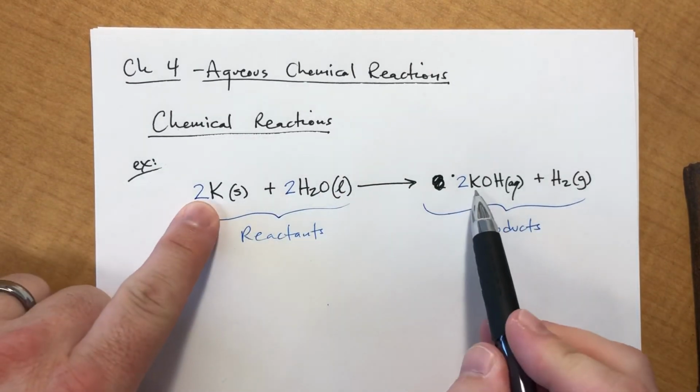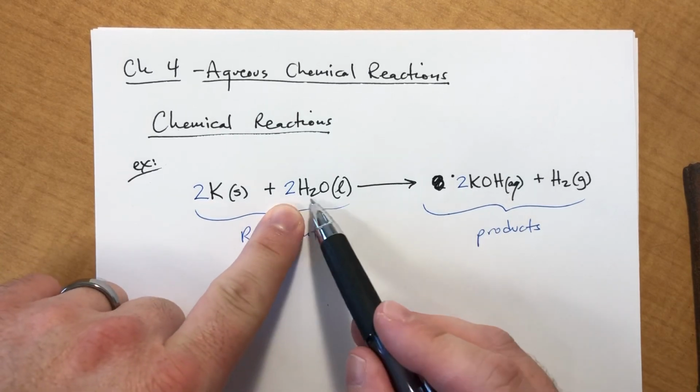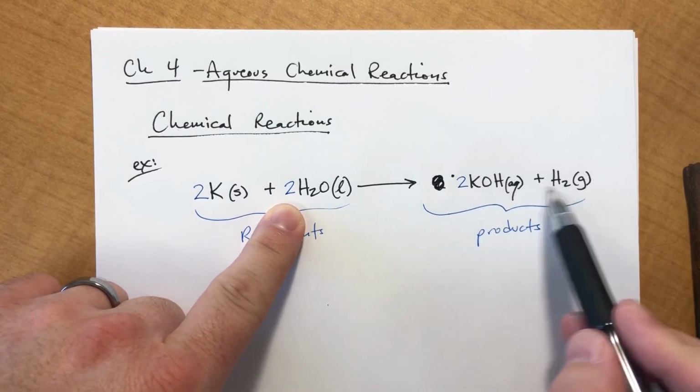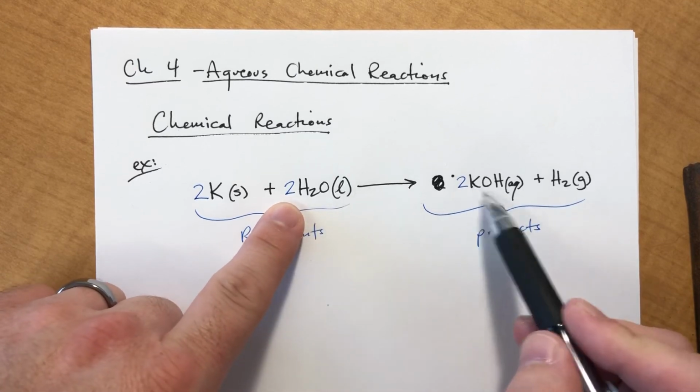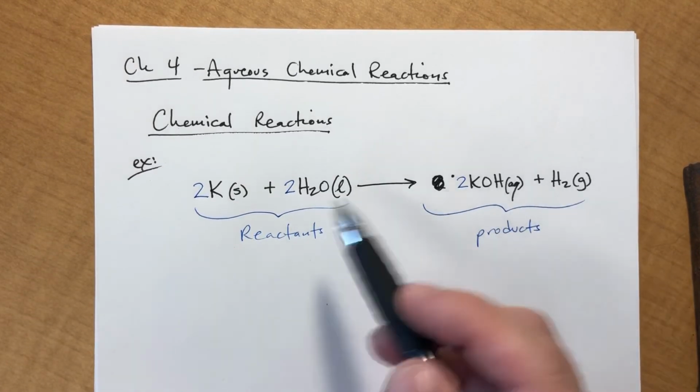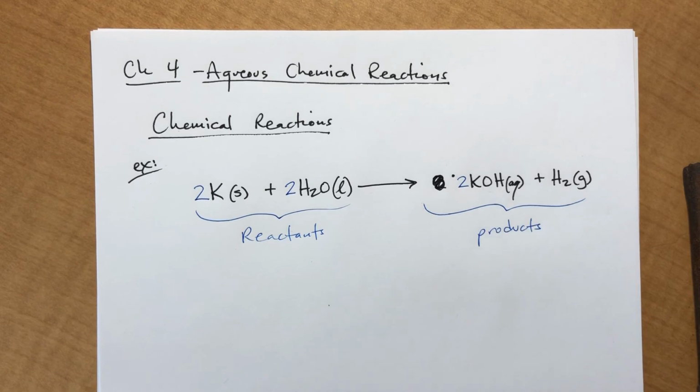Now we have 2 potassiums on both sides, 4 hydrogens, there'd be 2 here and 2 here is 4, 4 on this side, 4 on this side, and 2 oxygens and 2 oxygens. I'm going to teach you how to do this later. I do not expect you to be an expert yet.